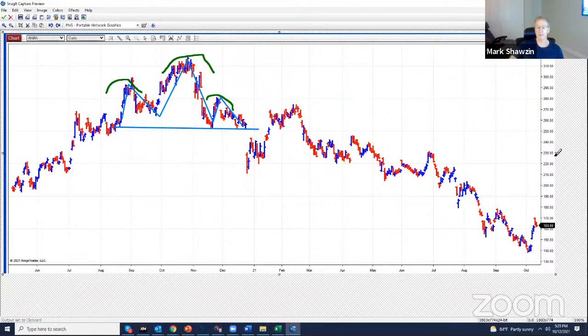And I don't really see that with BABA. This was just a huge, kind of a release valve where it just got oversold. And now it looks like it wants to go back in the direction of the pattern.